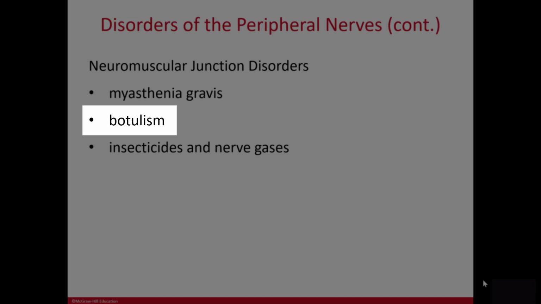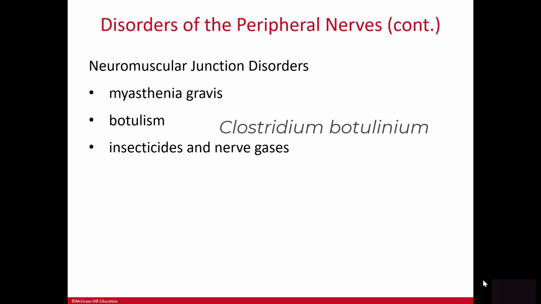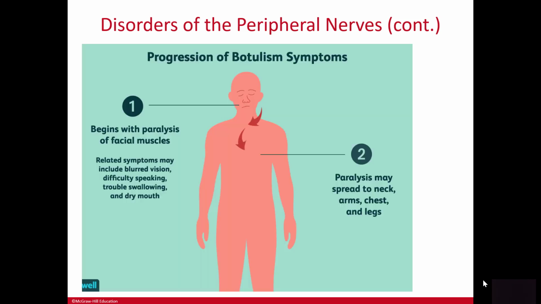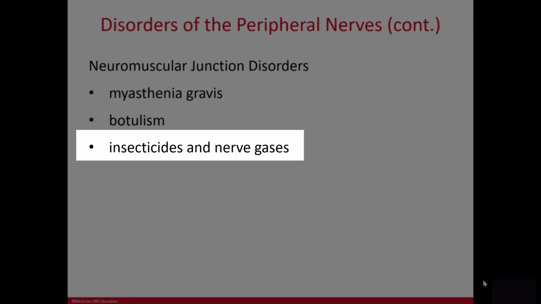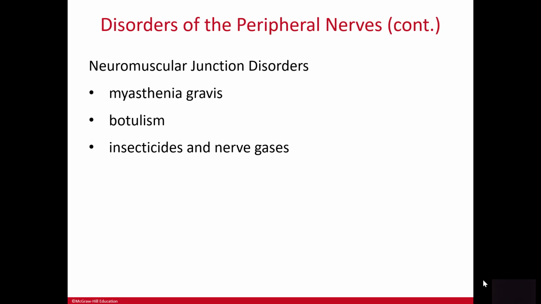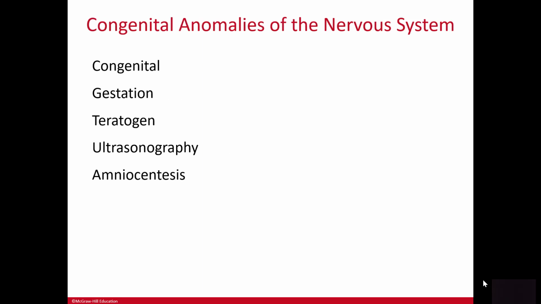Botulism is caused by the same bacterium that causes food poisoning, Clostridium botulinum. This bacterium produces toxins that paralyze the muscles, which can include the muscles of respiration. Insecticides and nerve gases can cause neuromuscular junction damage in various ways that will interfere with the muscle's ability to contract. This slide provides you with a review of some of our terminology.